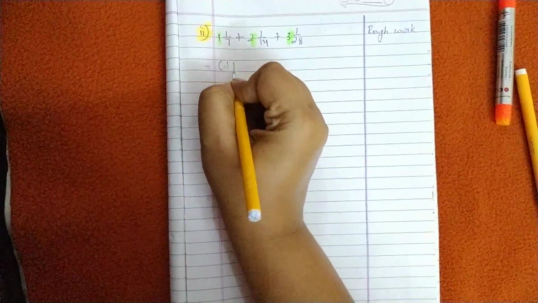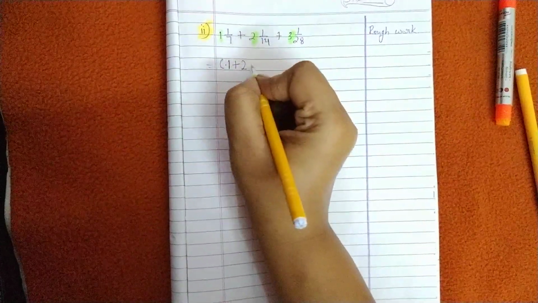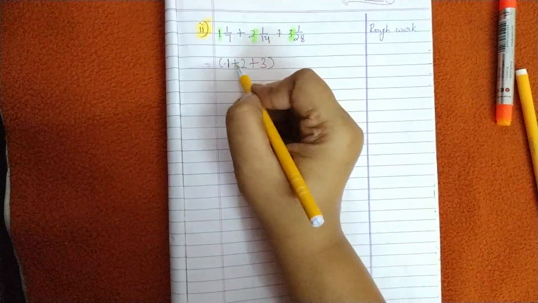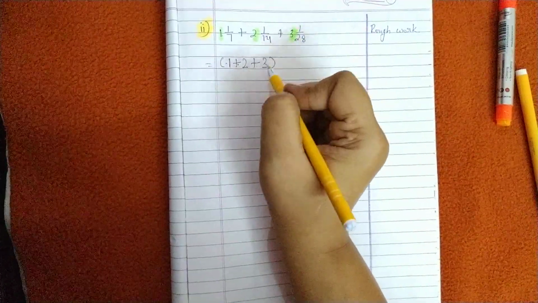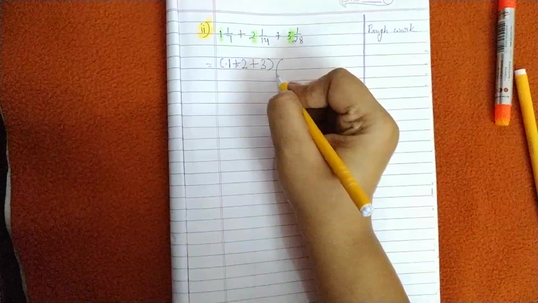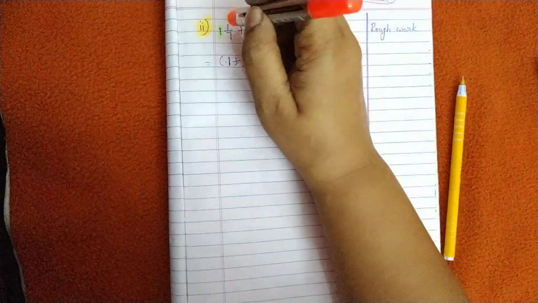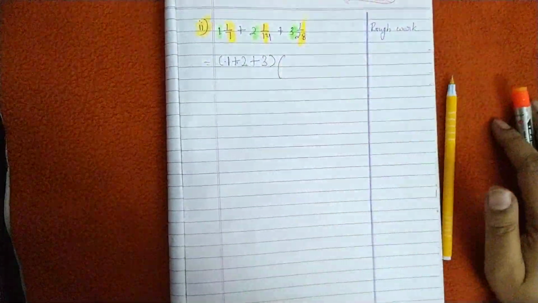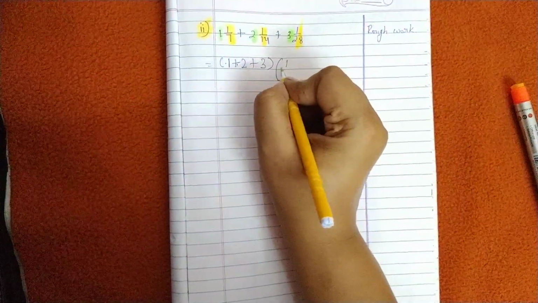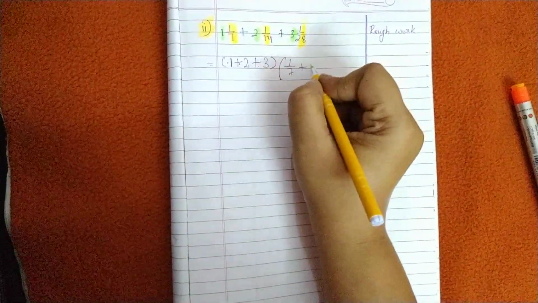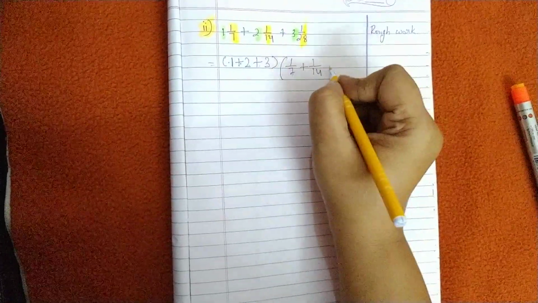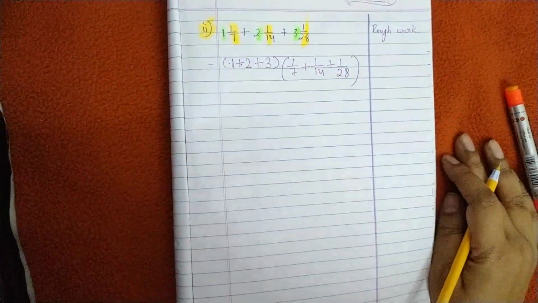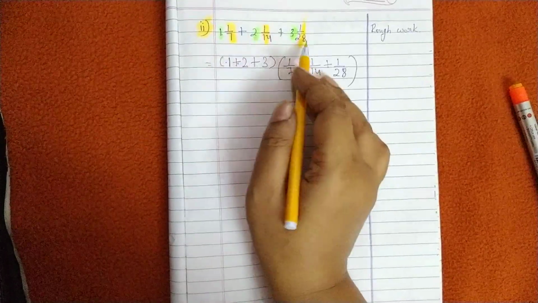So 1 plus 2 plus 3 in bracket, 1 plus sign 2 plus sign 3. This much is clear. And now separate all the fractions: 1 upon 7, 1 upon 14, 1 upon 28. Okay children, so I'll be writing 1 upon 7 plus 1 upon 14 plus 1 upon 28. Now this much is clear. We have simply separated whole numbers from the fraction.